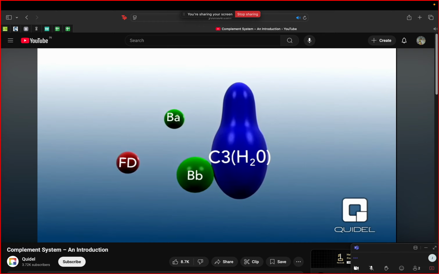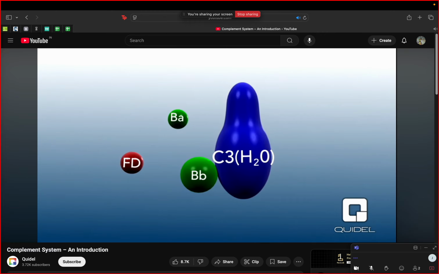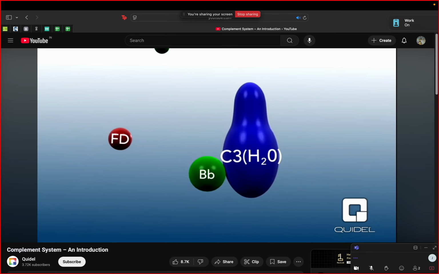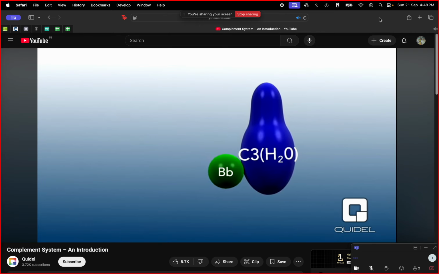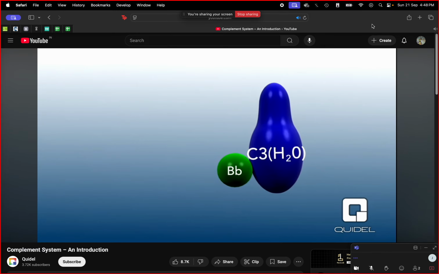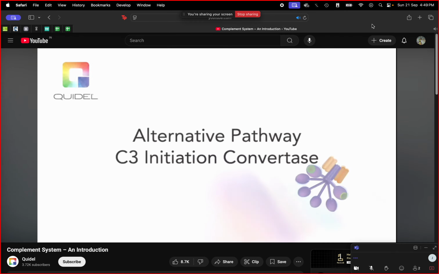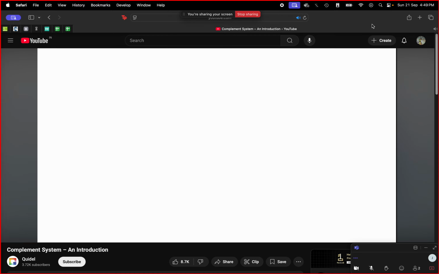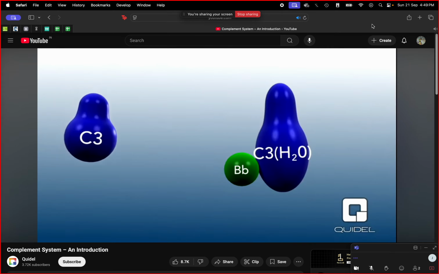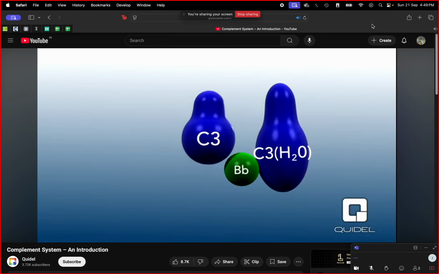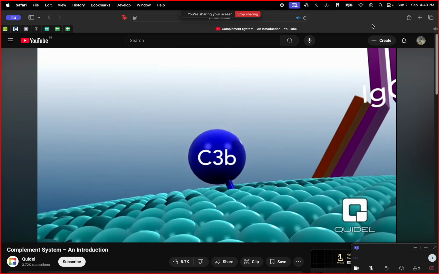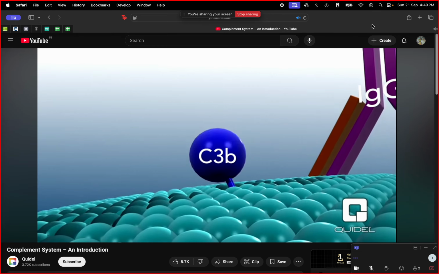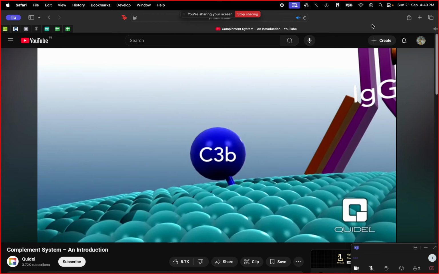Factor D cleaves factor B into two fragments, Ba and Bb. The enzymatically active Bb fragment remains associated with C3 water, and this bimolecular complex is the alternative pathway C3 initiation convertase. Alternative pathway C3 initiation convertase. This initiation convertase cleaves C3 into two fragments, C3a and C3b. The newly generated C3b can covalently attach to nearby surfaces, just as C4b does in the classical pathway.